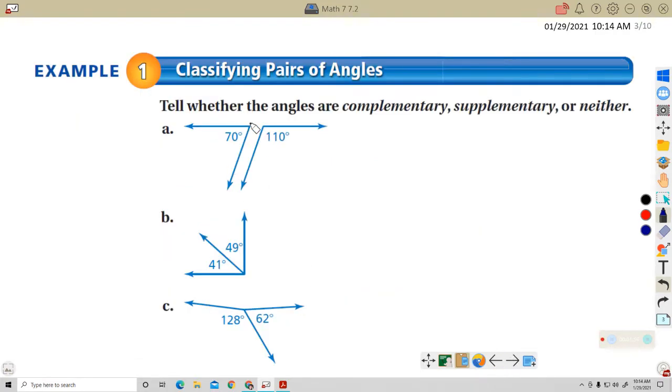So we want to tell whether these angles are complementary, supplementary, or neither. So we have to do a little math, we have to add up the measures of these angles. For example A, 110 plus 70, well, that's going to equal 180. So these are supplementary.